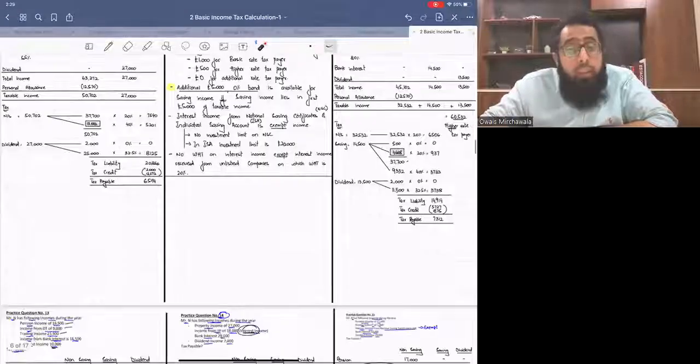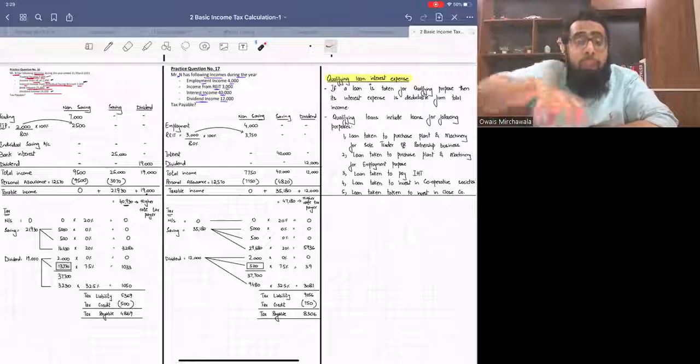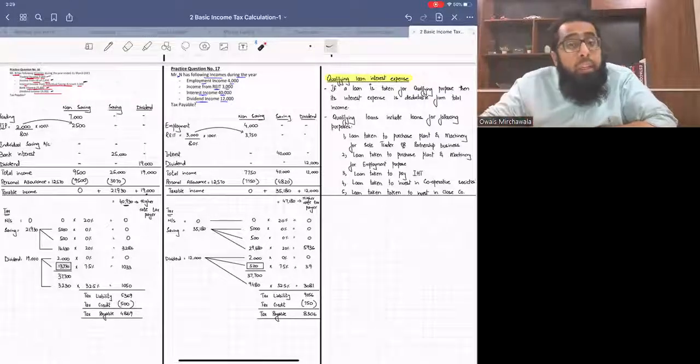I hope that it has become clear. But still, in the next class, when we add new rules, we will still be going through the interest income concept, because you know my approach: I add new things and we continue practicing in the new practice questions.